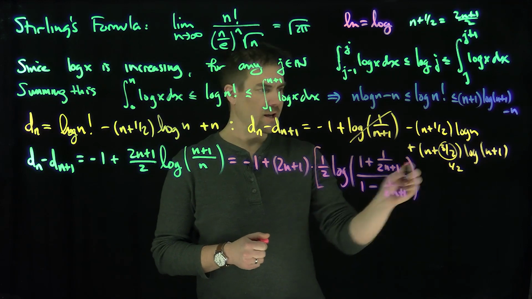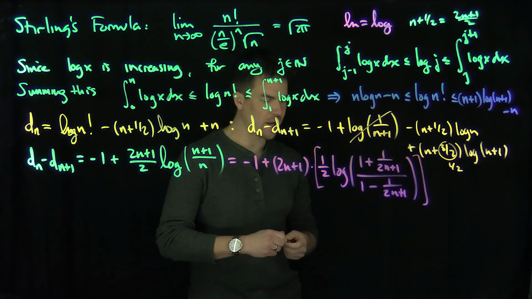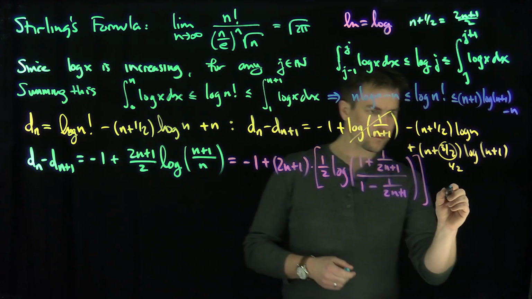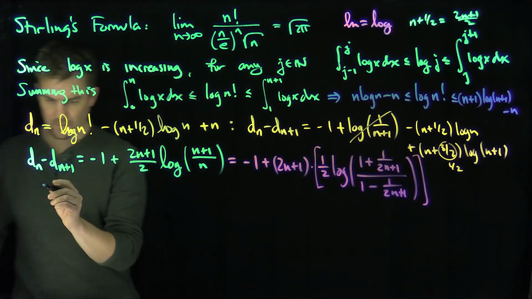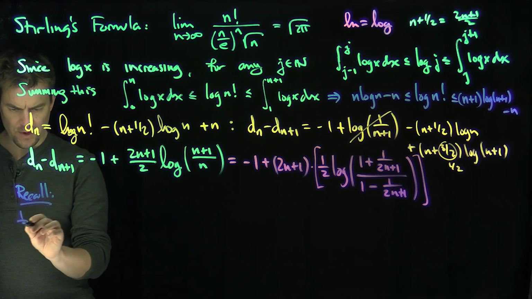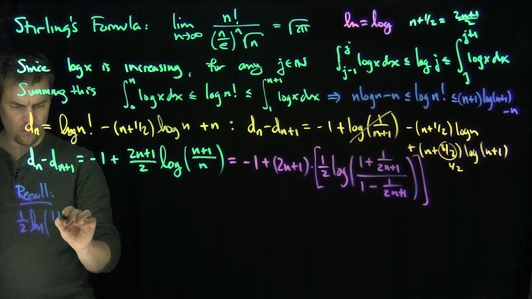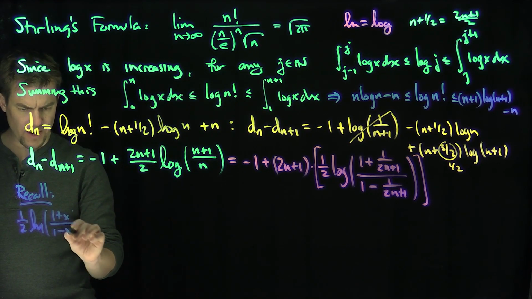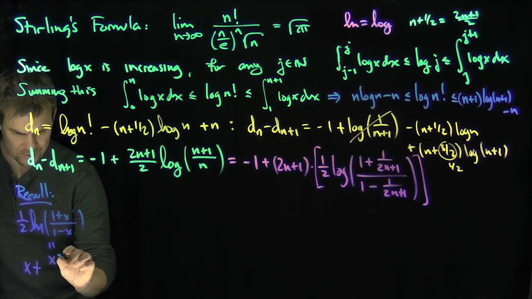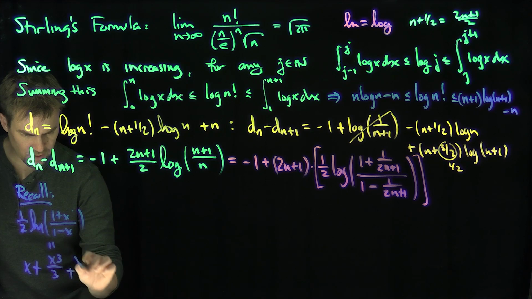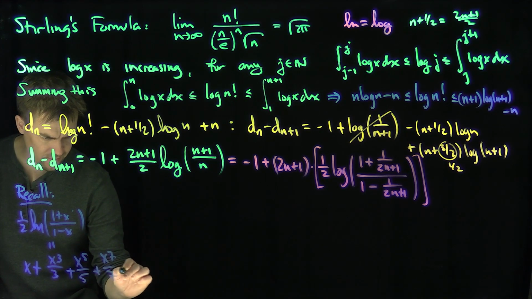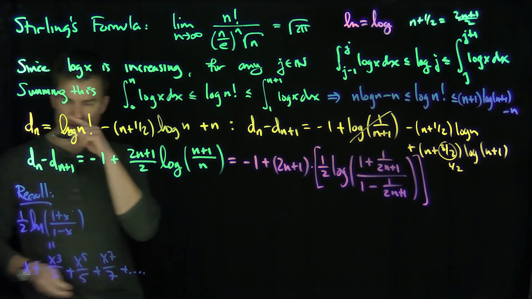The key feature of this is that I'd like to use a Taylor expansion. And so I'm going to recall what the Taylor expansion we want is. So recall that 1/2 natural log of (1 plus x) over (1 minus x) is equal to x plus x cubed over 3 plus x to the 5th over 5 plus x to the 7 over 7, and so on forever. So that's the Taylor expansion of that function.